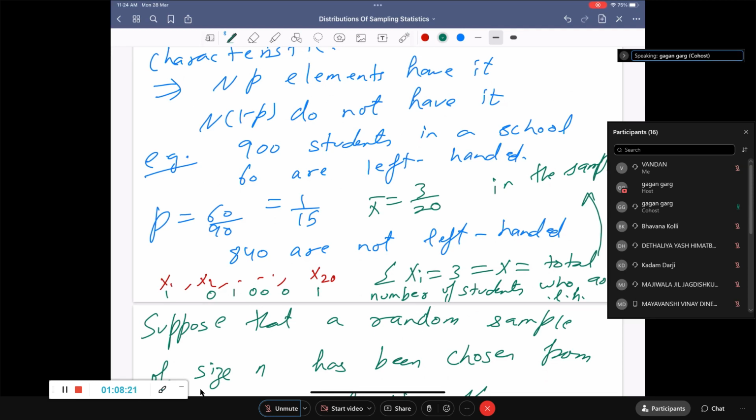N in this example is 20. So this is X by N. N is 20, X is 3. So X bar is 3 by 20.